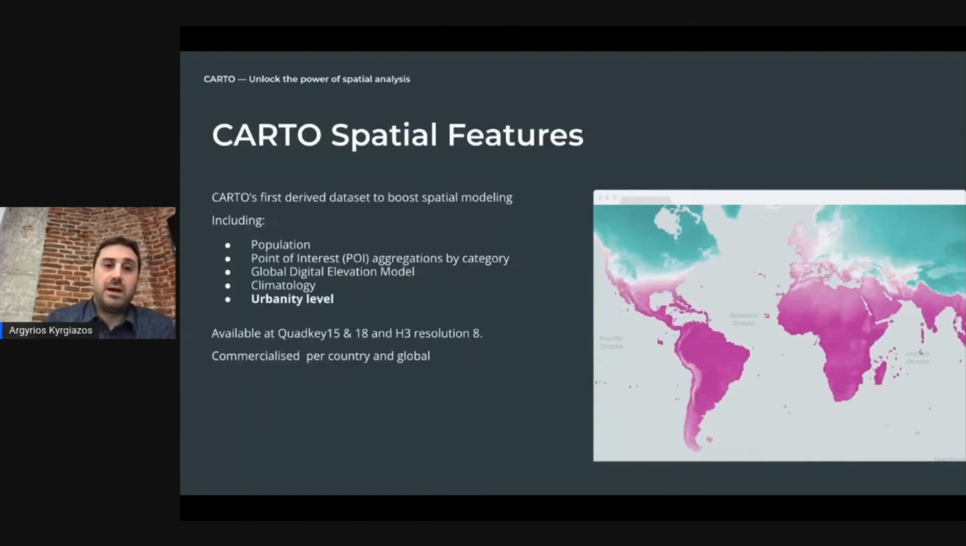Now, the urbanity level is available in CARTO Spatial Features. CARTO Spatial Features is CARTO's derived dataset that can be used to boost spatial modeling, available along with population, points of interest, elevation, and climatology. Urbanity level is one of them, and is available at quadkey 15, and we also downscale it to 18, and it is also available at H3 index resolution 8.